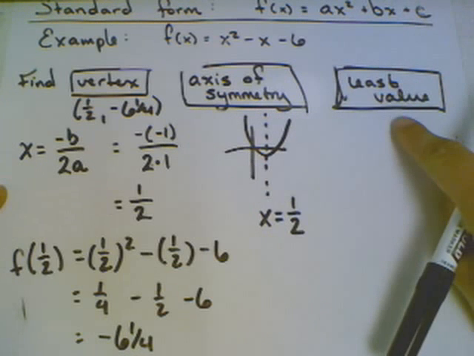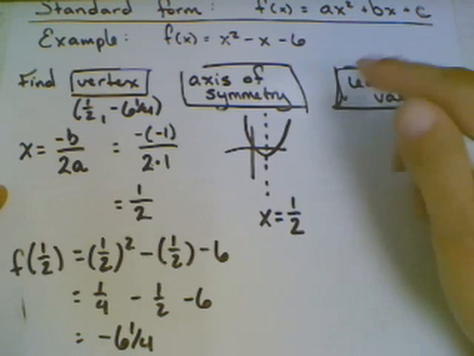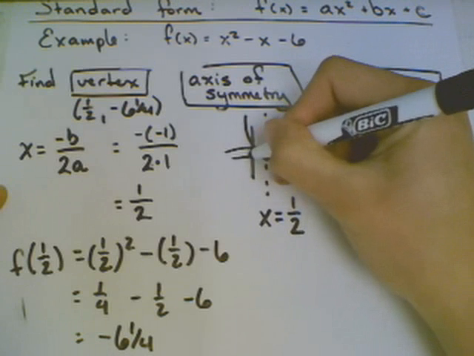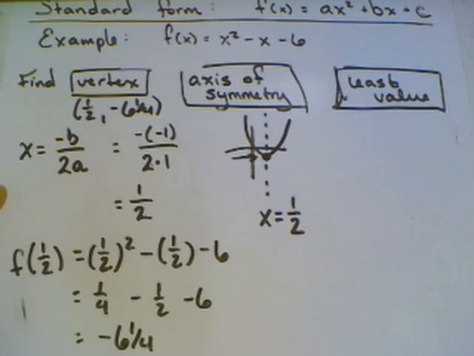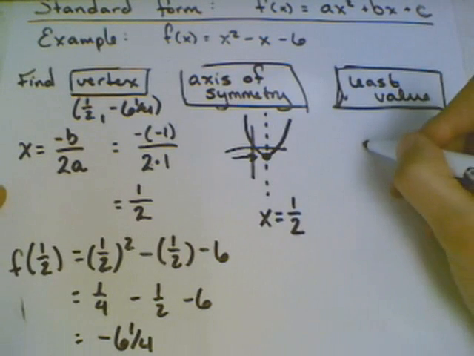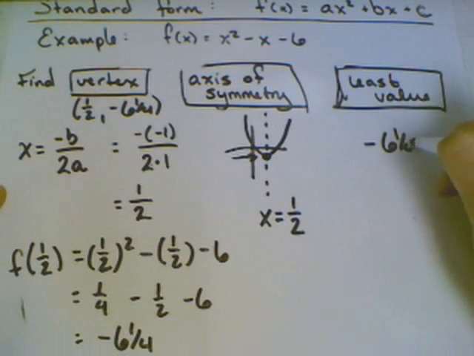We're going to use the vertex again to figure out the least value of this function. The least value is right here at the vertex, and we're talking about the smallest y value that it hits. So it's going to be the y-coordinate of the vertex. The least value of this graph is negative 6 1/4.